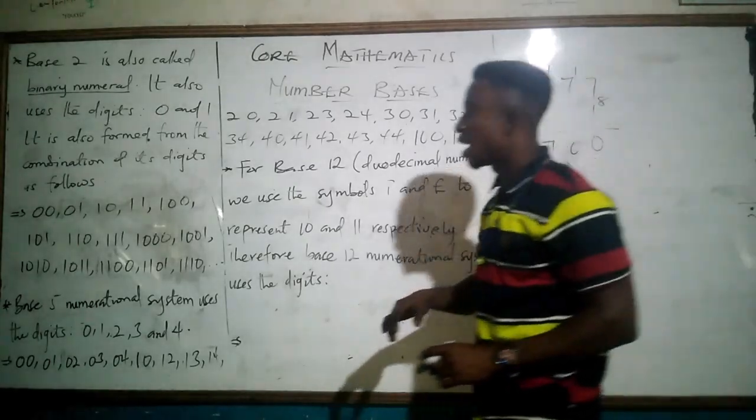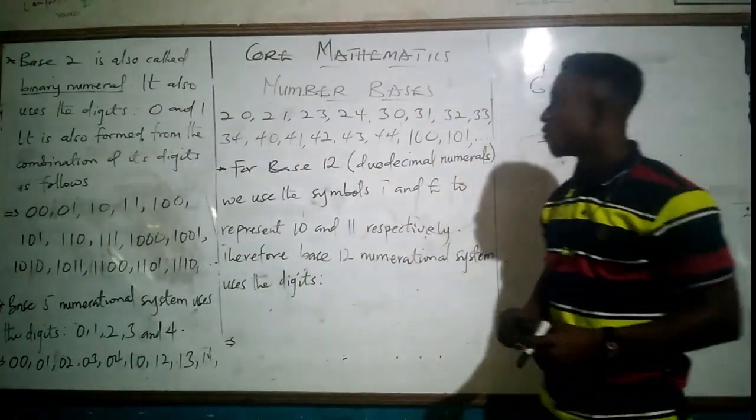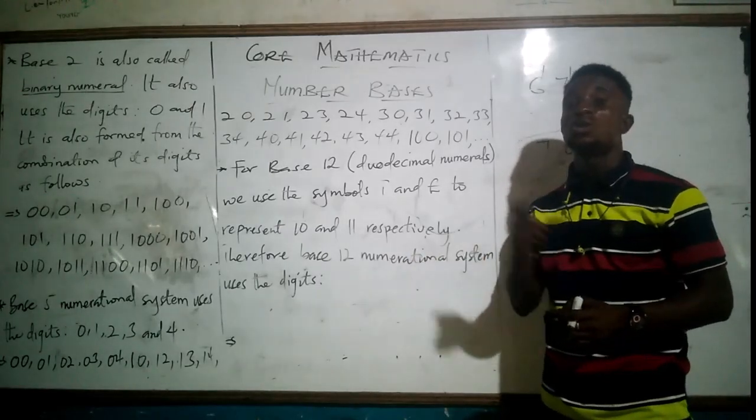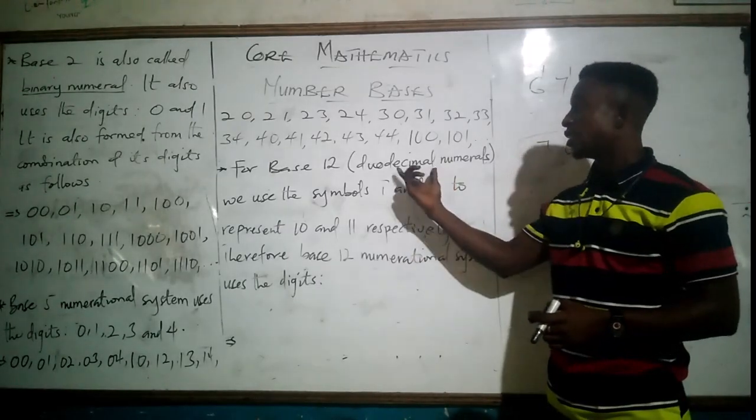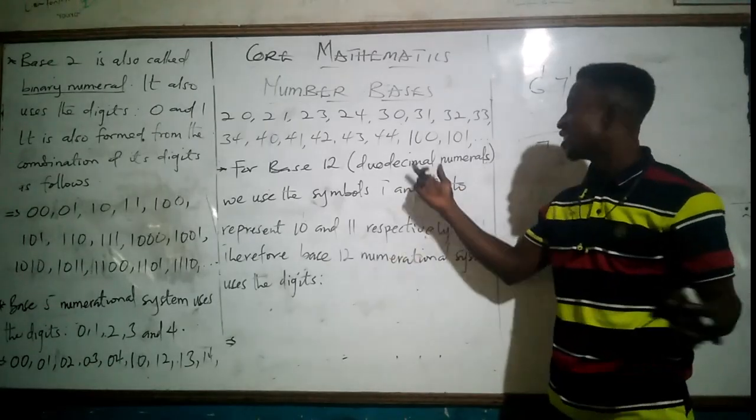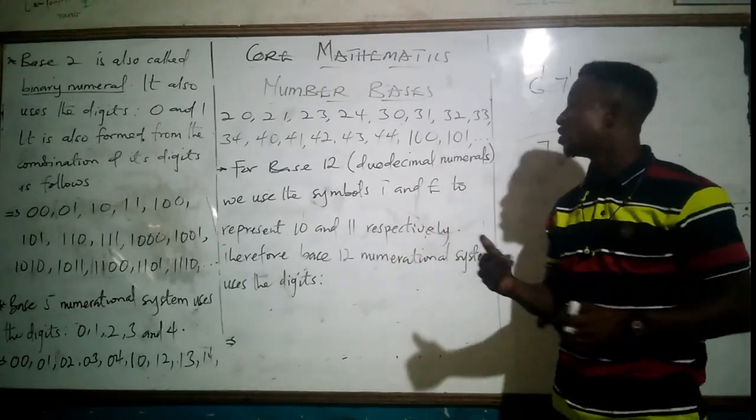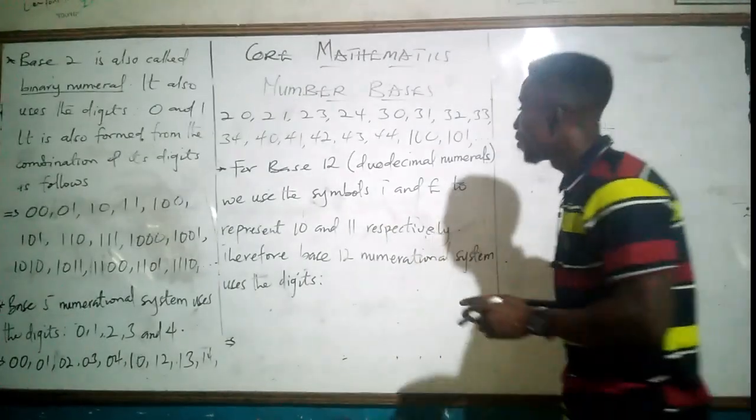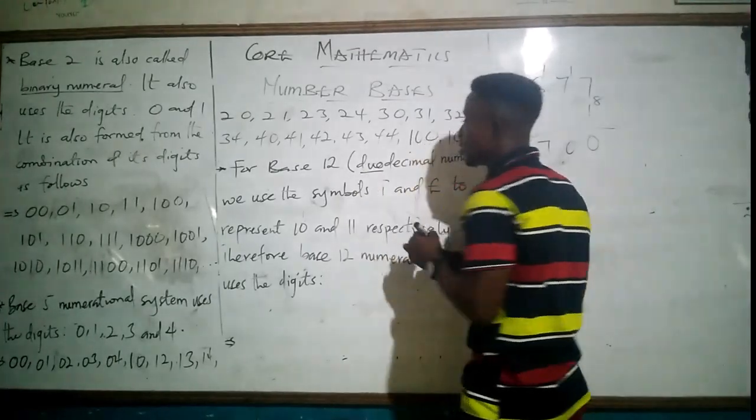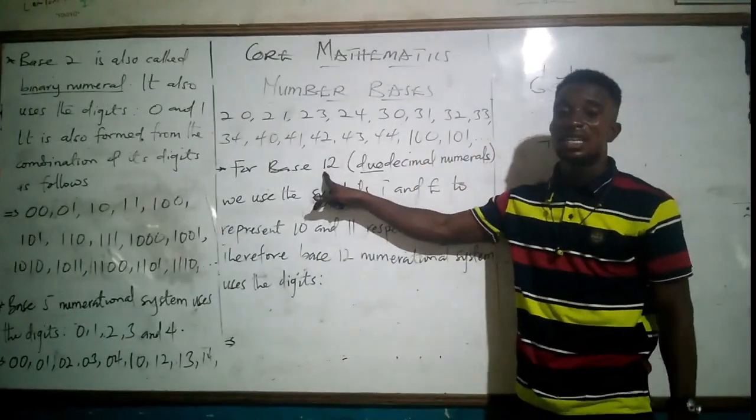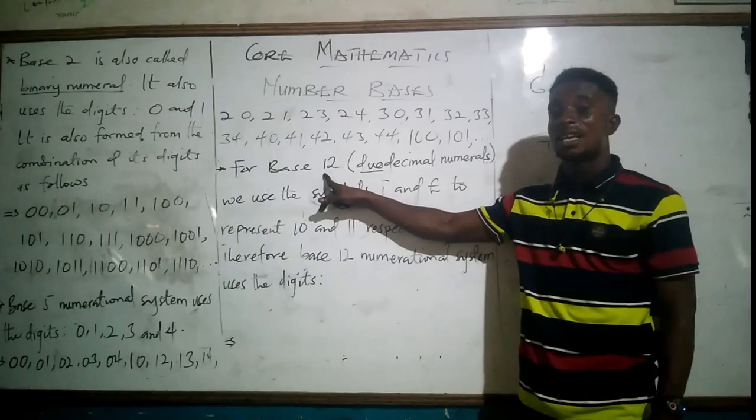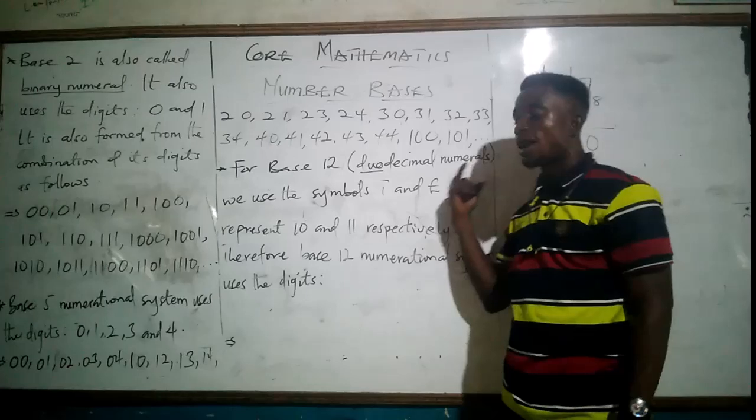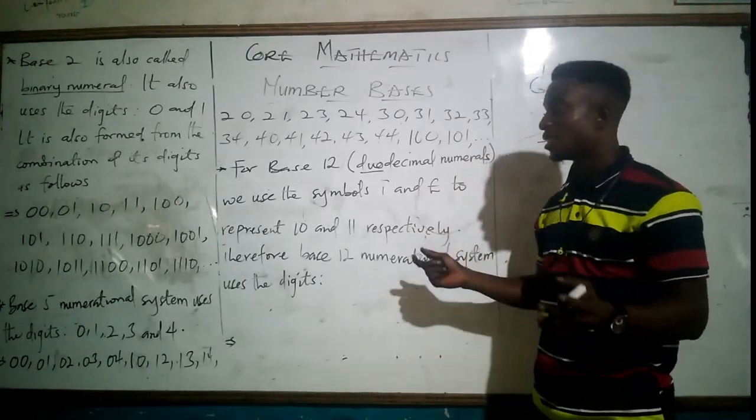And let's move on to the last one, which is base 12. When we say 12 in mathematics, it is duo. For base 10 we say decimal numeral, and for base 12 we say duodecimal numeral. The duo added to decimal tells you we are speaking about base 12. Please, are we getting that? Duo means 12, so you can say duodecimal numerals or duodecimal system.